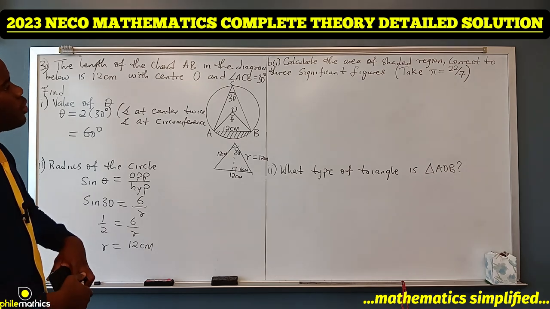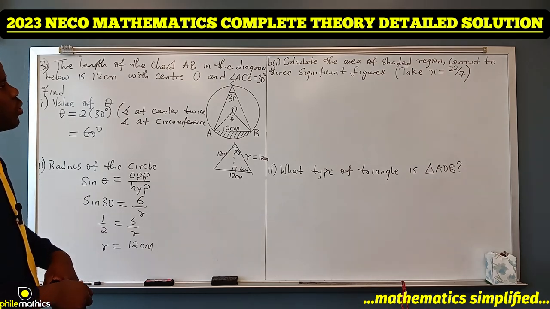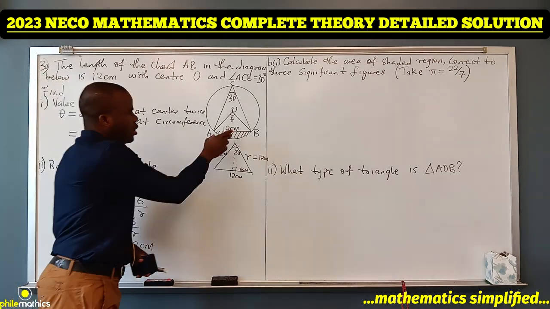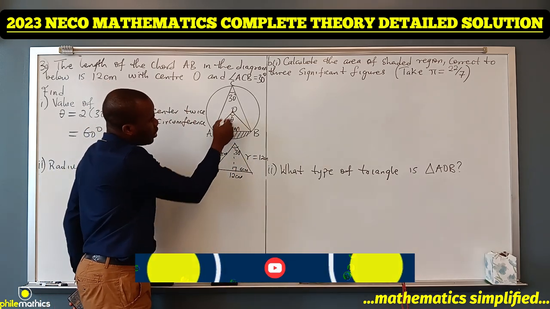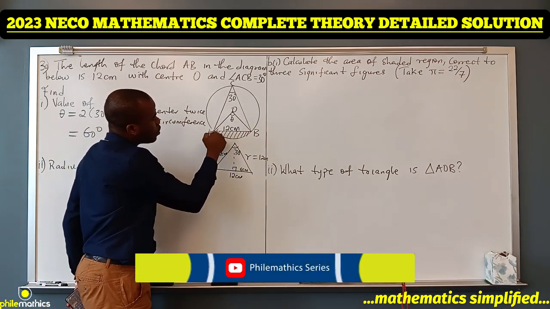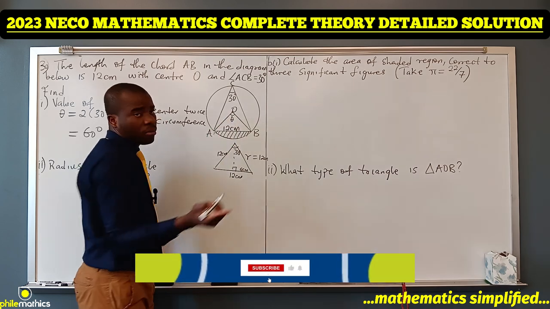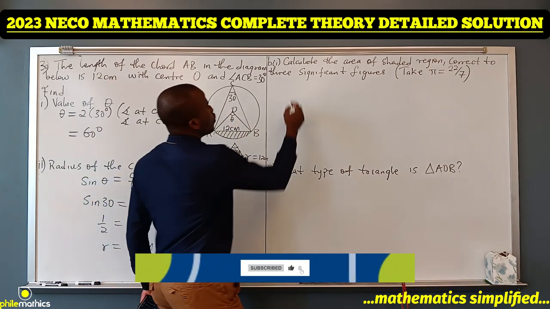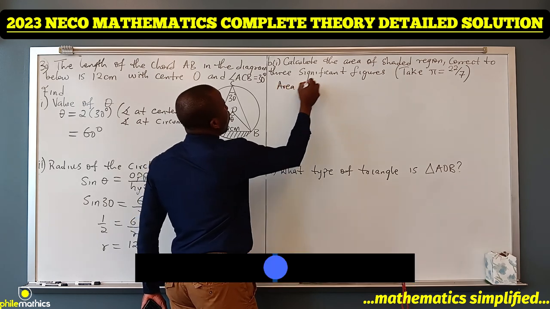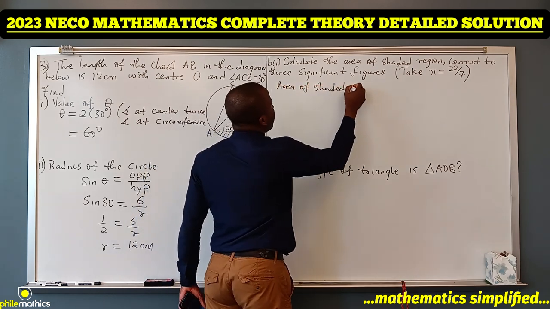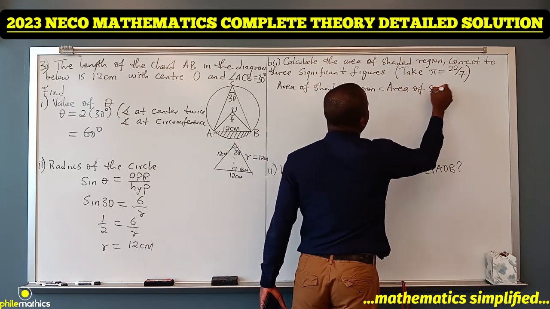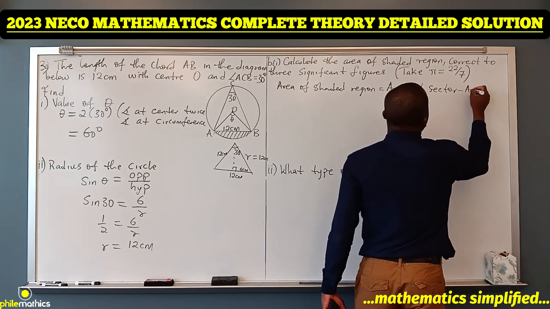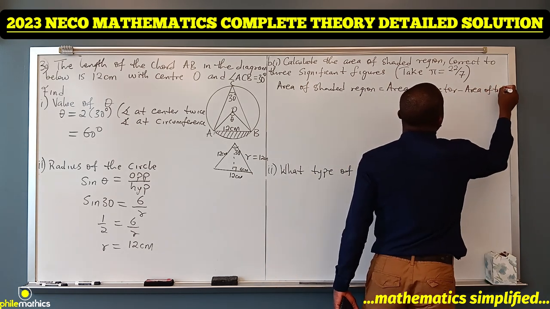The next thing we are asked to look for is to calculate the area of the shaded region, correct to three significant figures. The area of the shaded region is a segment. And the formula for a segment says area of this sector minus area of this triangle. We have gotten the area of the shaded region. So area of shaded region is area of sector minus area of triangle.